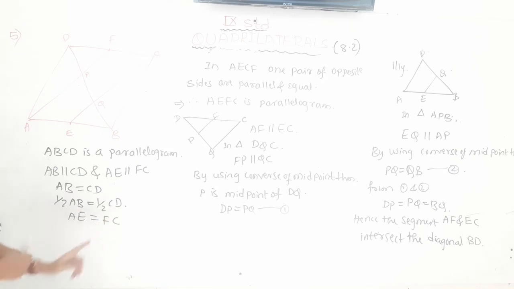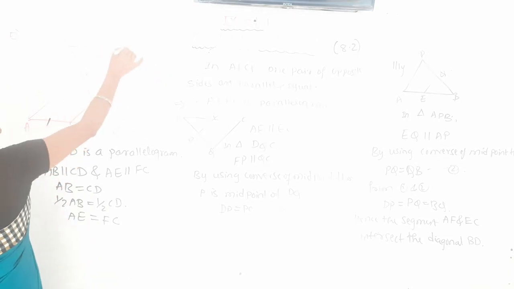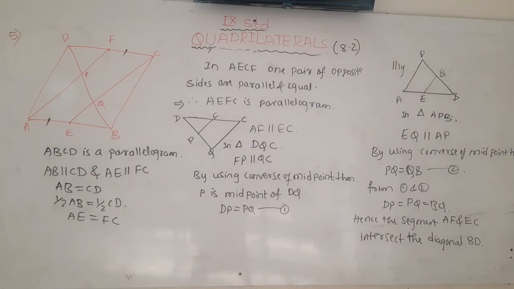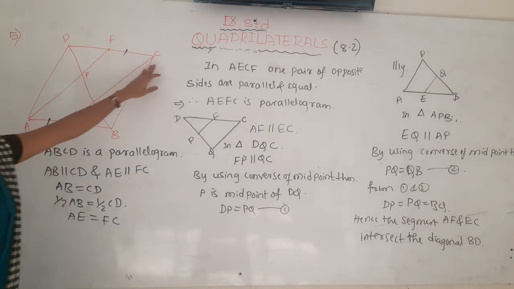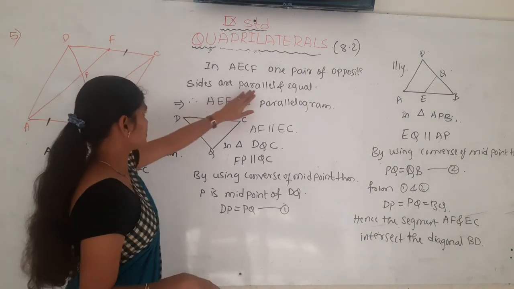So here AE equal to FC means in a quadrilateral AECF, this one pair of opposite sides are equal as well as parallel. It is nothing but your AECF is one of the what? AECF is one of the, yes, see here, ABCD parallelogram, your AECF is one of the parallelogram. Since AE is equal to CF as well as they are parallel, AECF becomes a parallelogram.